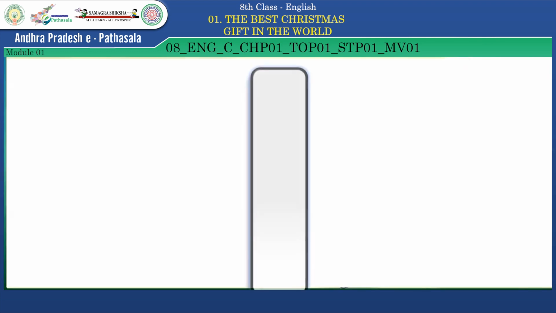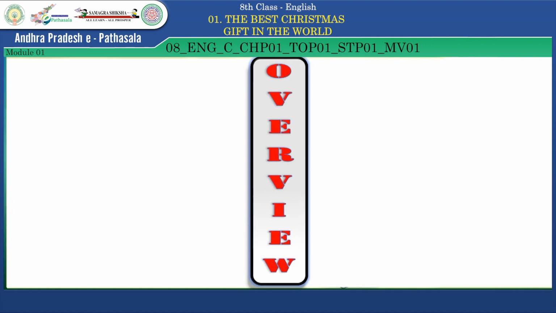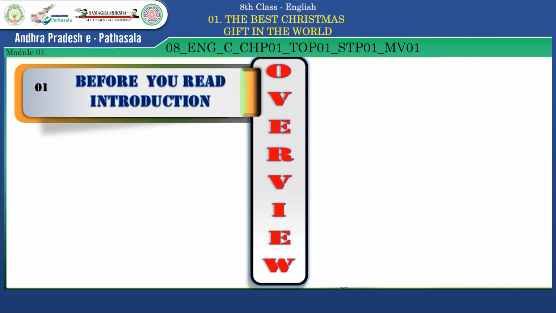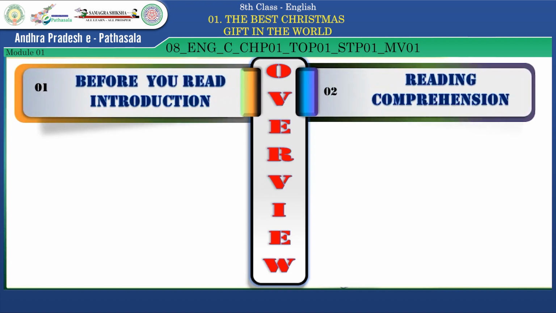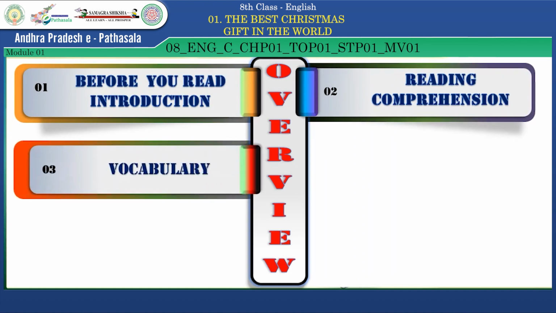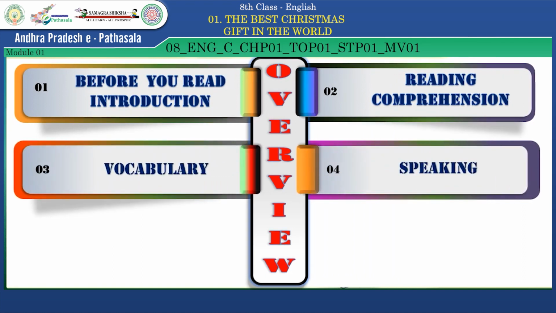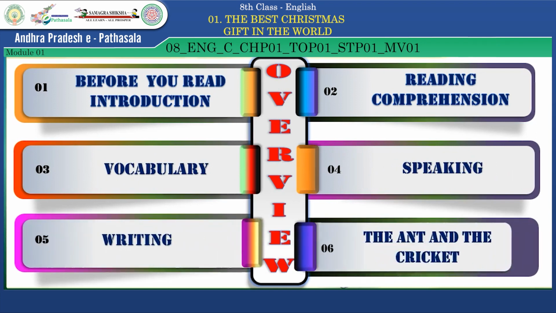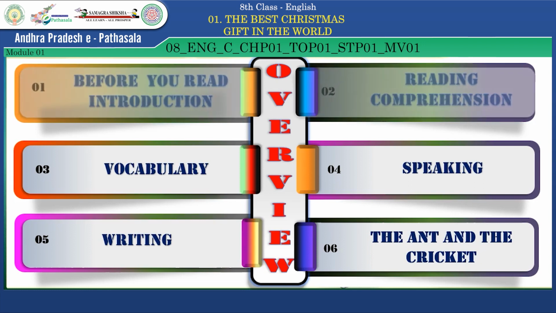Let us look at the overview of this lesson, The Best Christmas Present in the World. This lesson consists of 6 components: the first one, before you read, introduction; second, reading comprehension; third, vocabulary; fourth, speaking; fifth, writing; and the last one, the poem The Ant and the Cricket. In this video, we will discuss the 2 main components, that are before you read, introduction and reading comprehension.